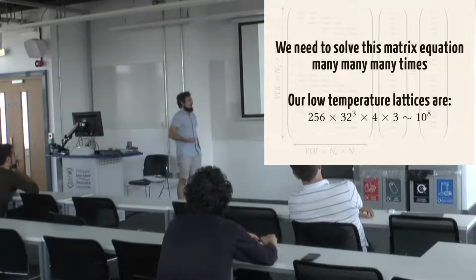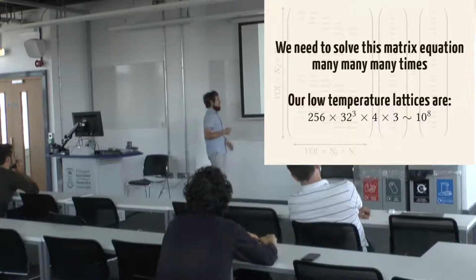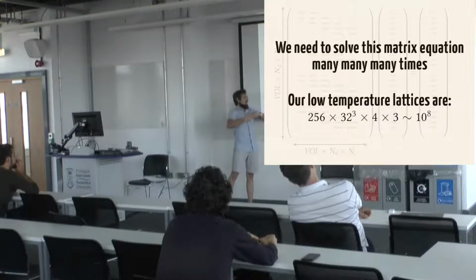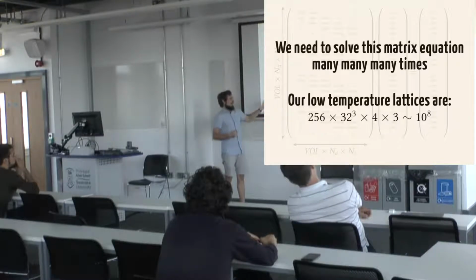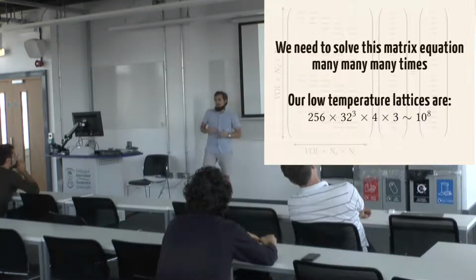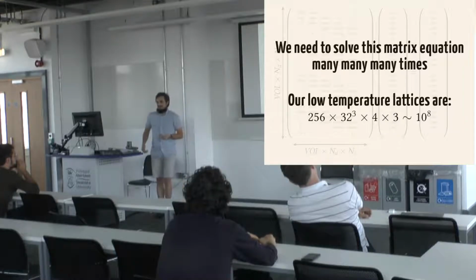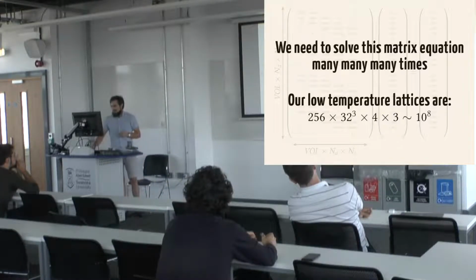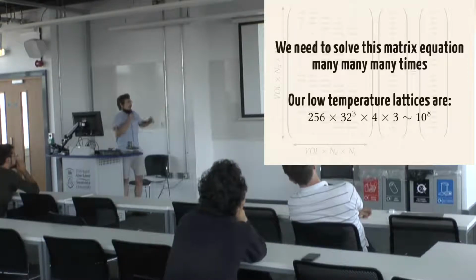And on our low temperature lattices, which are some of the worst ones, we have a temporal extent of 256 and a spatial extent of 32 cubed, which means that our matrices are basically 100 million by 100 million large. And doing that inversion is therefore very expensive. So this is why we need supercomputers.